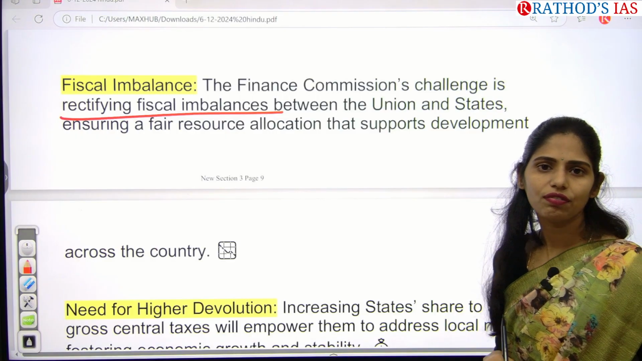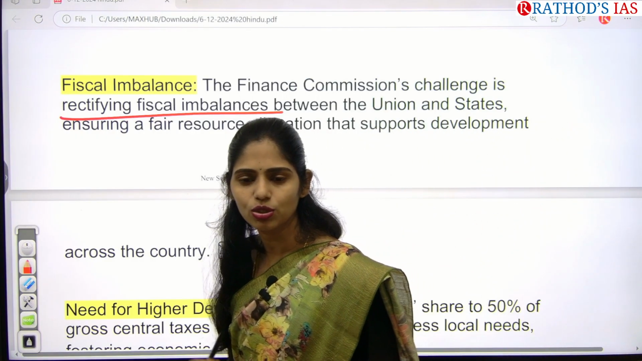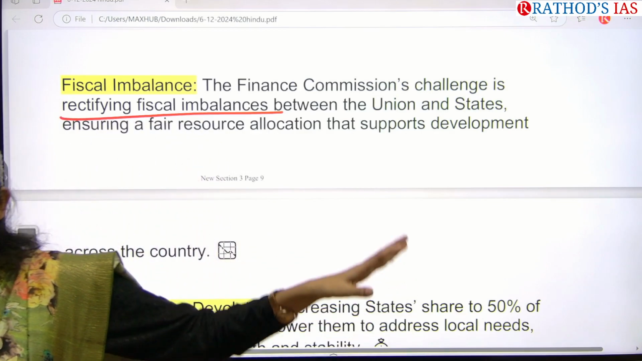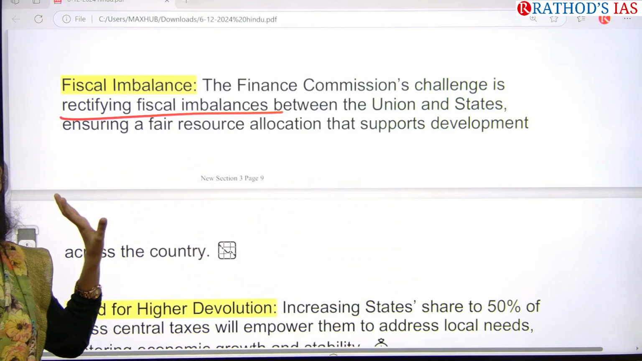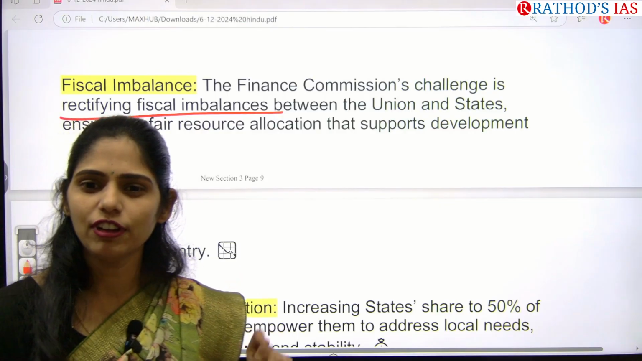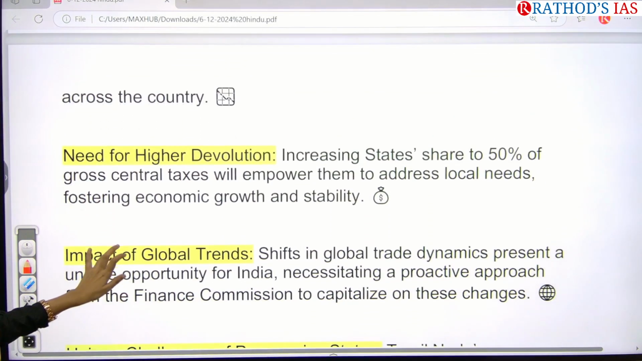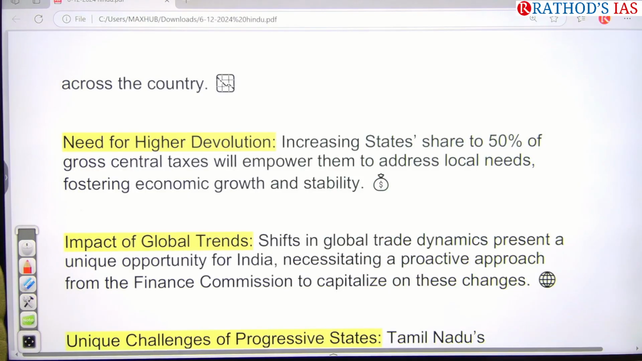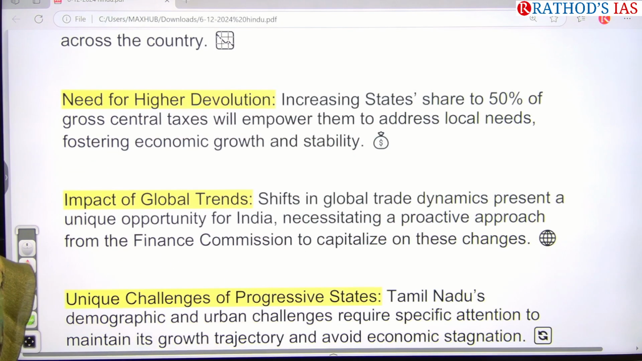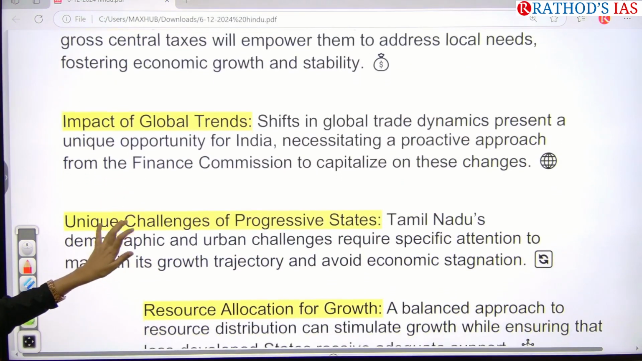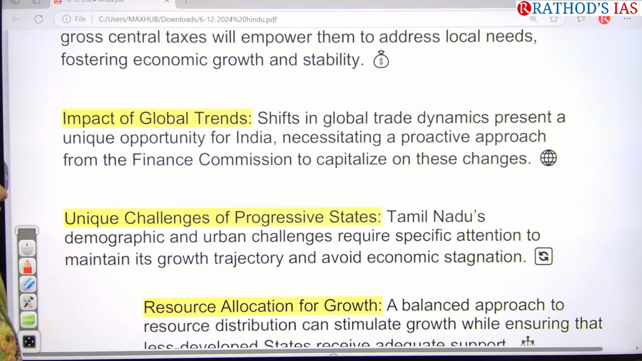So whenever there is fair resource allocation between these two areas, like south and north, we can ensure proper development in those states. The states will get financial autonomy. And this article is saying that states are demanding an increased share of central taxes so that it will address their local needs, as well as improve the economic growth and stability of that state. And there are also some shifts in global trade dynamics.